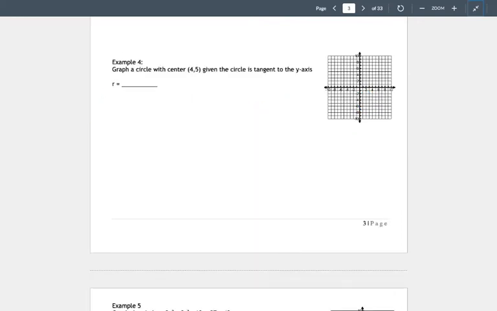Okay, on this one, we're told that we have a circle with the center at 4, 5, so I'm going to plot that first right here. And they're telling us that the circle will be tangent to the y-axis. And if you'll remember in geometry, we used to talk about a tangent to a circle was just a line that touches the circle in exactly one point right there. So you're just needing to figure out what that point is along this y-axis, since it's tangent to that.